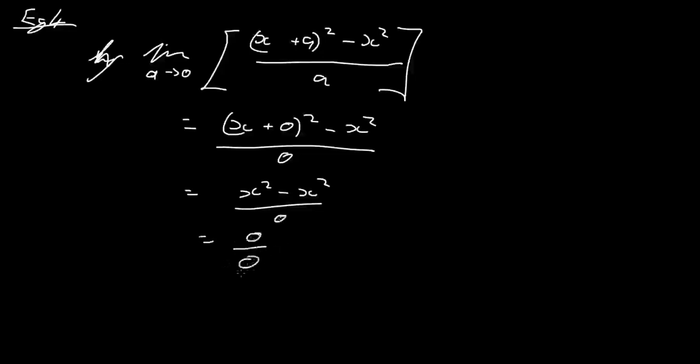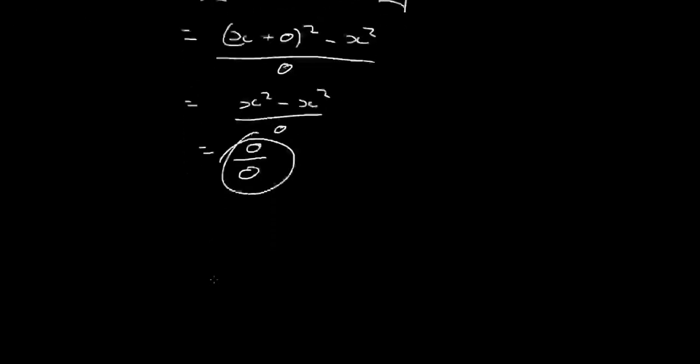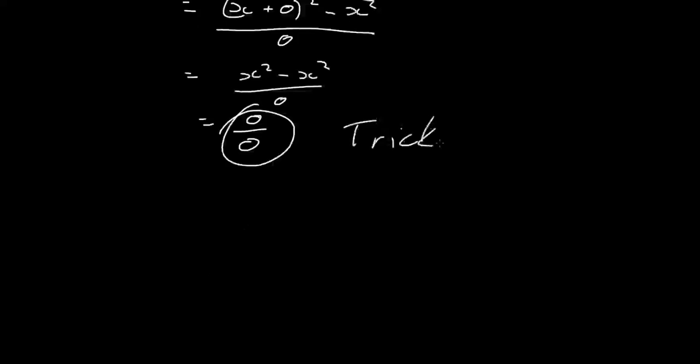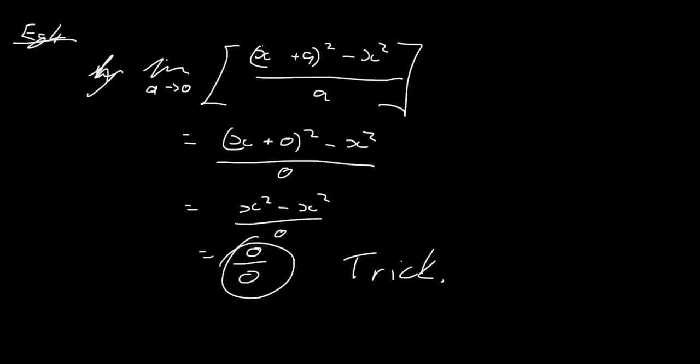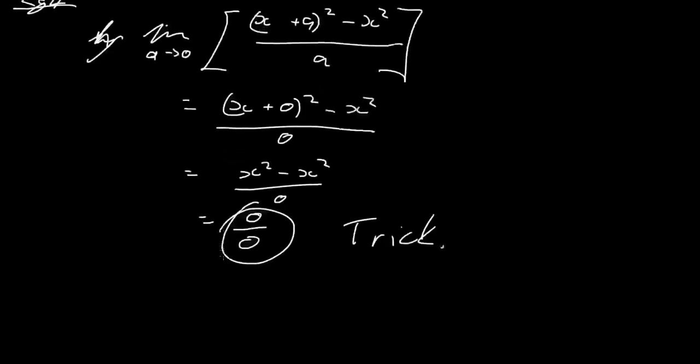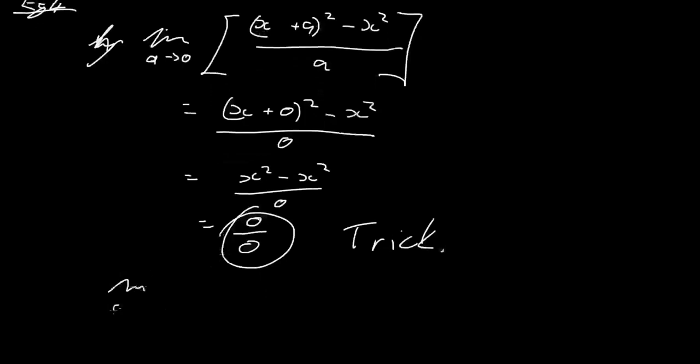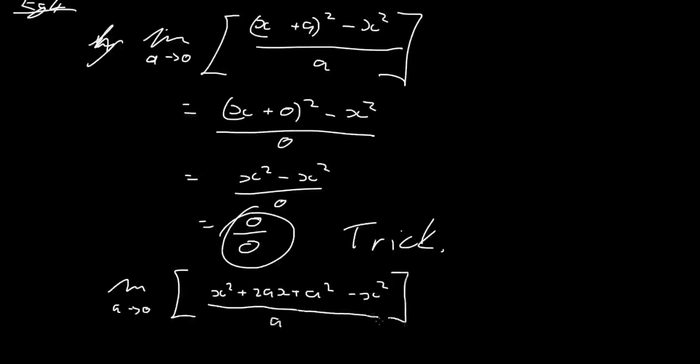which is meaningless. 0 over 0 and infinity over infinity are meaningless expressions when it comes to limits. So we're going to have to use a trick. So for our trick, let's try multiplying out this bracket. Simplify this bracket, right? So that'll give us the limit as a tends to 0 of x squared plus 2ax plus a squared minus x squared over a, right?